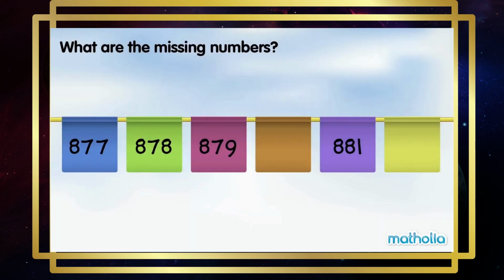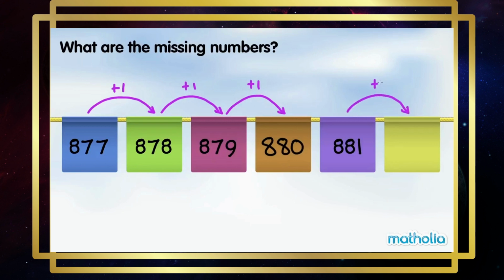Missing numbers. 877 plus 1 is 878. 878 plus 1 is 879. In each step, the numbers go up by 1. 879 plus 1 is 880. Is 882. The missing numbers are 880 and 882.